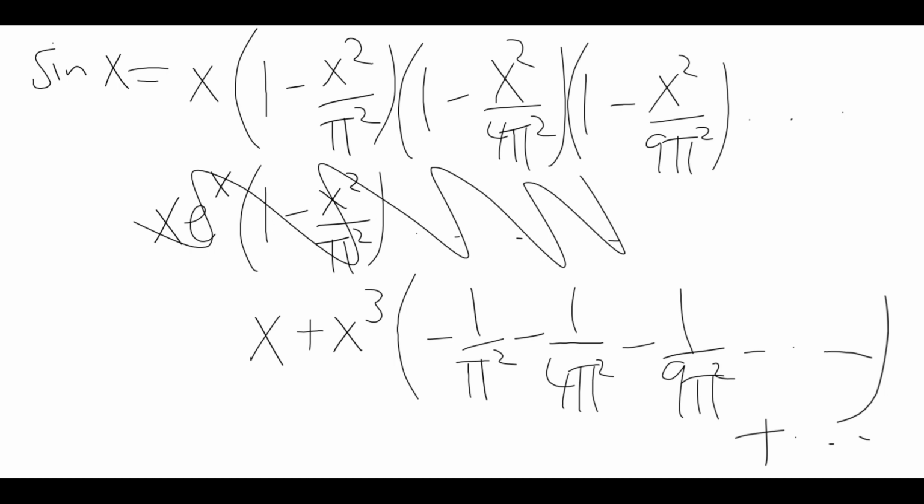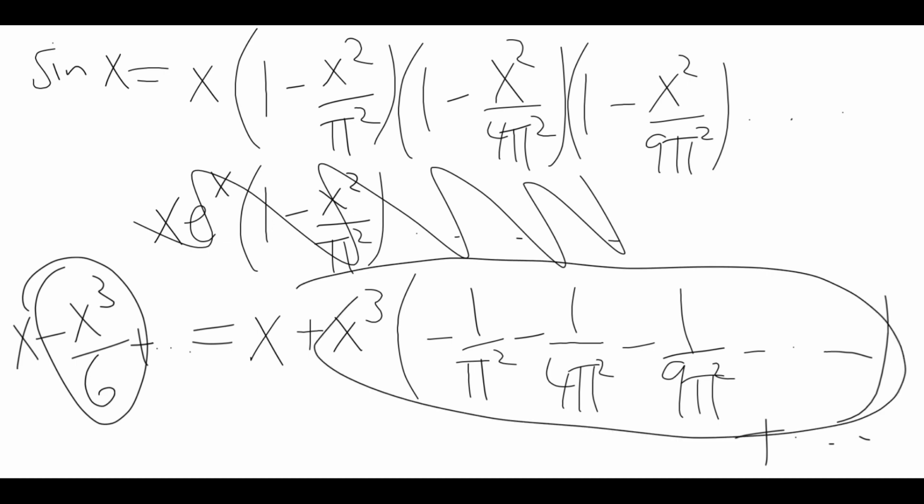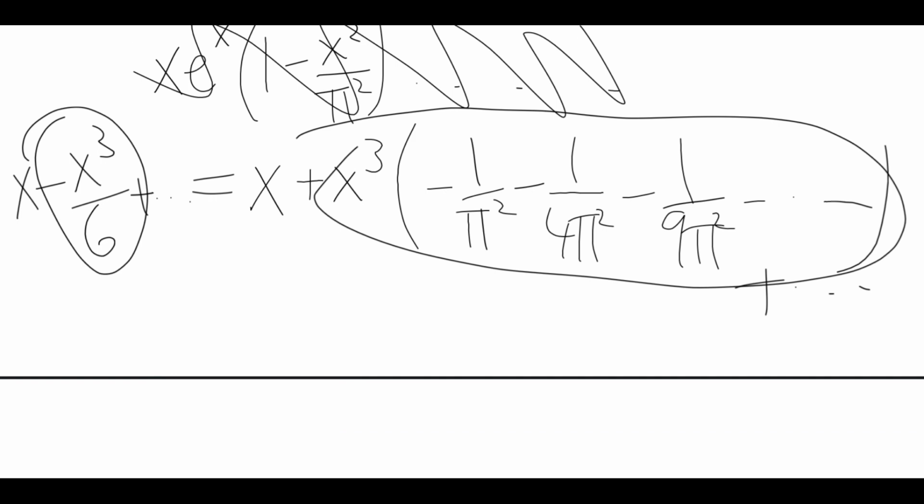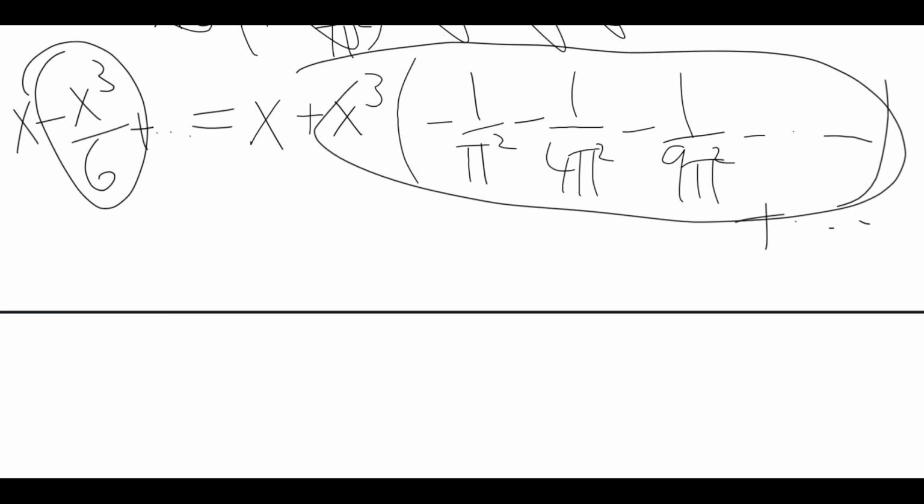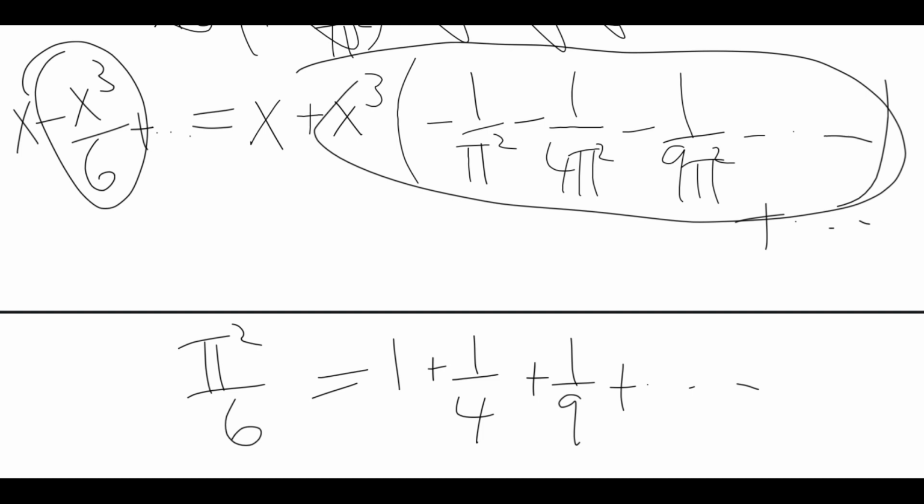Now, on the other hand, we know that sine x has a Taylor series, which is x minus x cubed over 6, and so on, where it's alternating odd numbers with factorials in the denominators. So if we look at the x cubed terms, on the right side we have essentially the sum we want, but multiplied by a minus 1 over pi squared. And on the left we have negative 1/6. So if we look at 1 plus 1 over 4 plus 1 over 9, and so on, we end up with pi squared over 6. And this was Euler's proof. It's not very rigorous, but it does work out in the end.